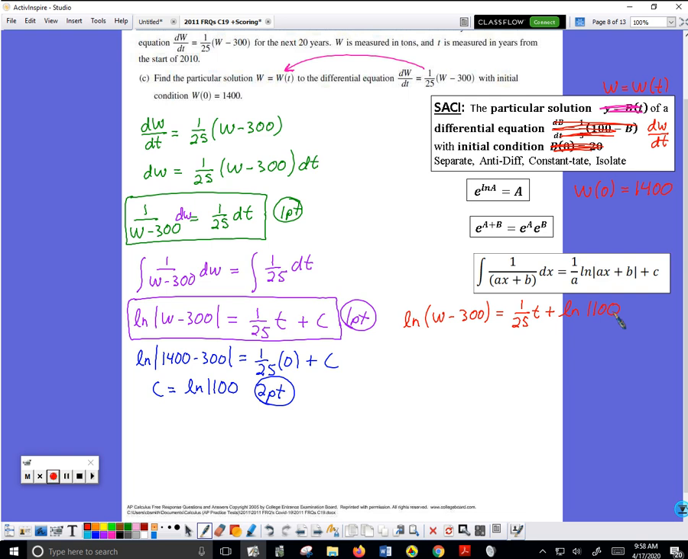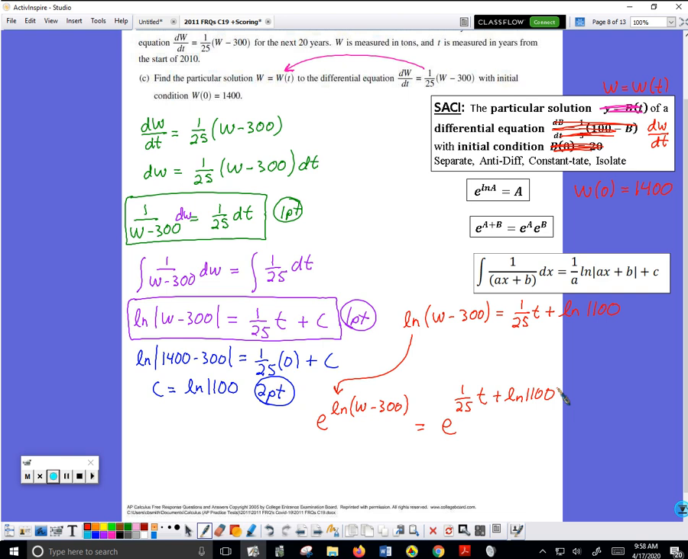Now I need to get W alone. So I need this formula. So I take both sides of this equation and I make them exponents of e. So I'm going to get e to the natural log of W minus 300 must equal e to the 1 over 25t plus natural log of 1100. Crucial that you keep all of this as an exponent.